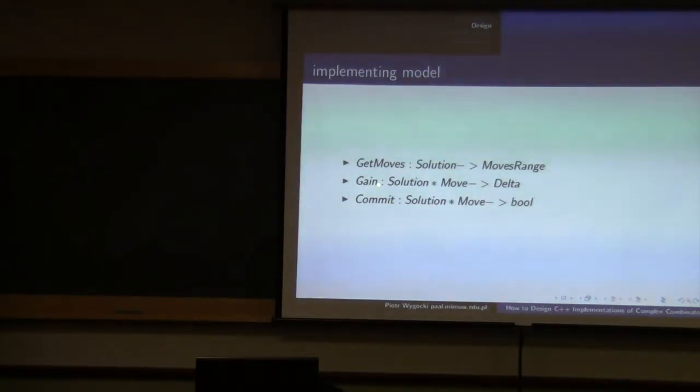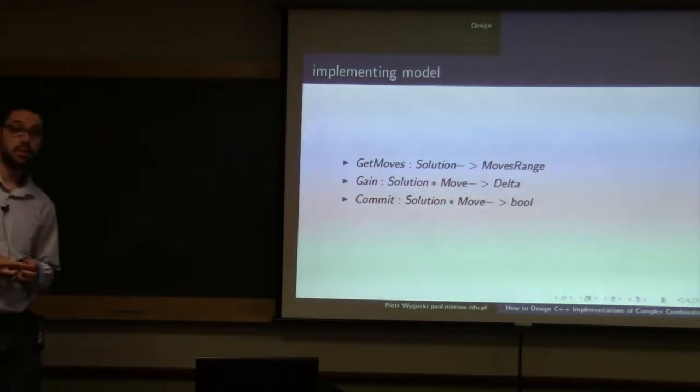And if we decided to really apply the move, we have to know how to do it. And this is this commit, which takes a solution and a move and tries to apply this move on the solution. And this might be not successful, so it returns a boolean. So this is kind of an important slide because we are going to use these signatures all over the presentation.